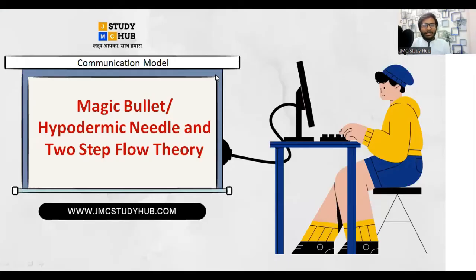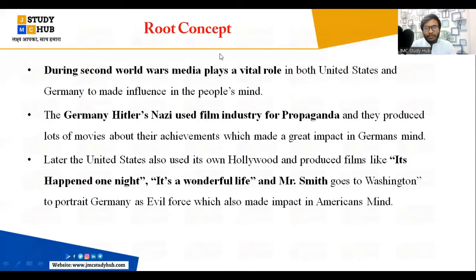चलिए तो स्टार्ट करते हैं मैजिक बुलेट थ्योरी और हम hypodermic needle theory or two step flow theory, right? So we are going to start this very important model which is generally asked in the UGC-NET exam. So we are going to start with the first slide, that is the magic bullet theory, or we will understand the root concept also. Okay, हम root concept भी समझेंगे इसको, और बहुत ही important model है, प्लीज ध्यान दीजिएगा आप लोग, सभी लोग ध्यान देंगे this important model.